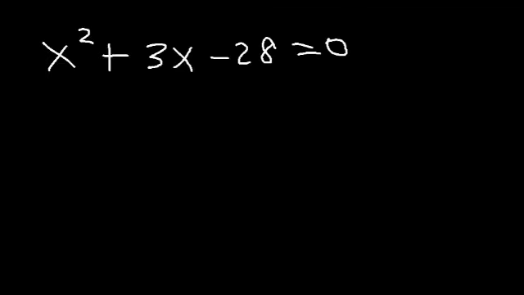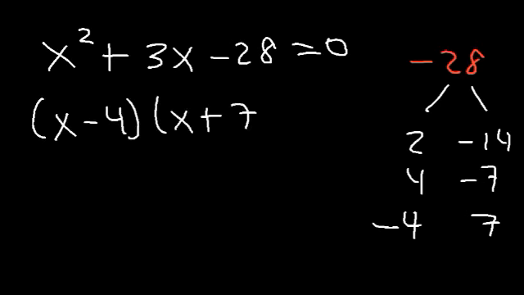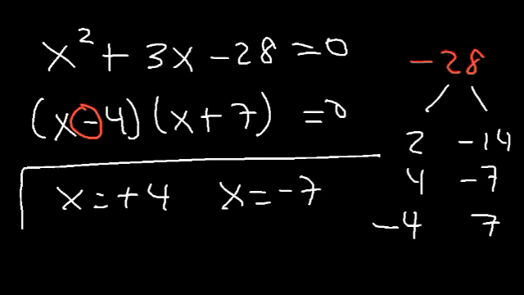Try this one. x squared plus 3x minus 28 is equal to 0. So what two numbers multiply to -28 but add to 3? We have 2 and 14, and 4 and 7. 4 and -7 add up to -3, but -4 and +7 add up to +3 and still multiply to -28. So it's going to be x minus 4 times x plus 7, which means that x is equal to +4. You need to change the sign, and x is equal to -7. So that's the solution to the equation.